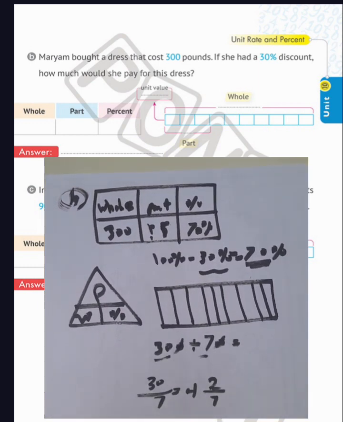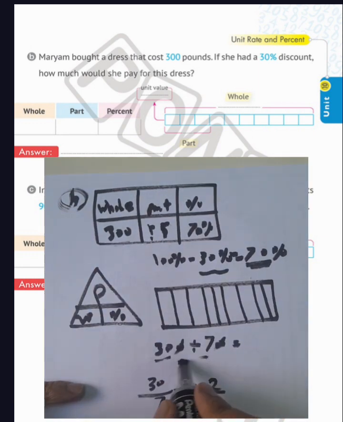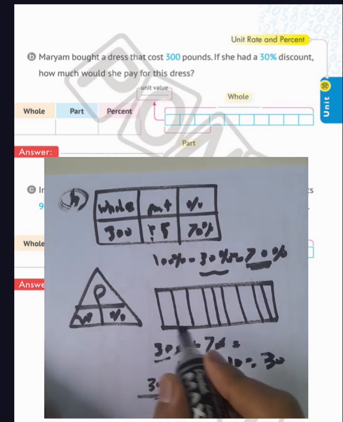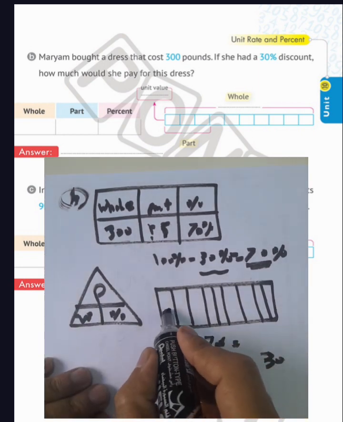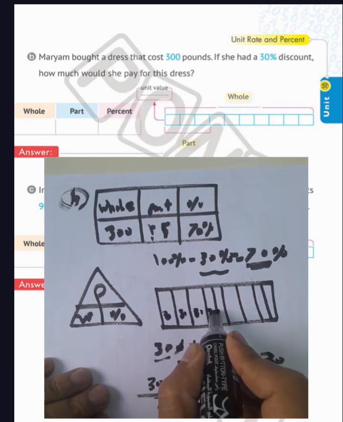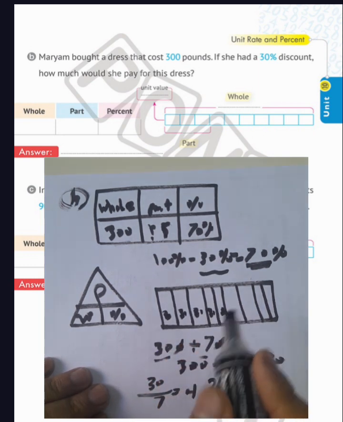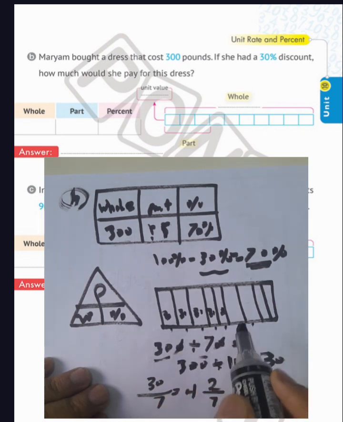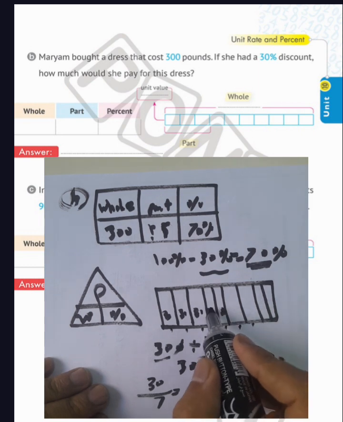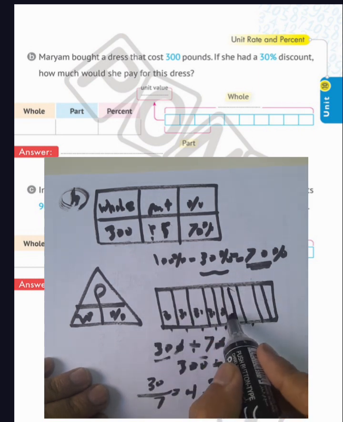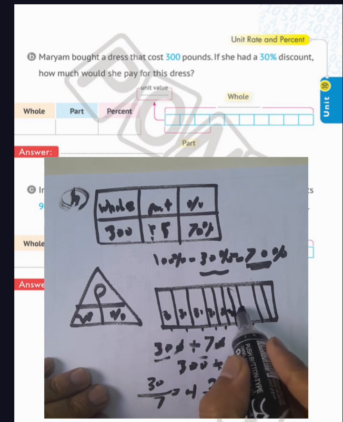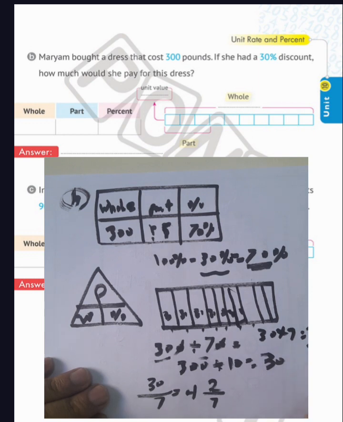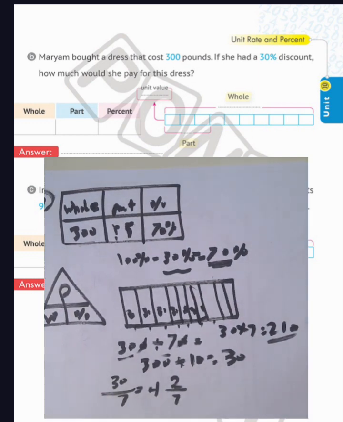The total, the whole number, was 300. 300 divided by 10 equals 30. Then each part will be 30. We can write here 30 and 30 and 30 and so on. How many parts? 7 parts: 1, 2, 3, 4, 5, 6, 7, out of 10 parts. Here 30 times 7 equals 210. Then the part here will be 210.